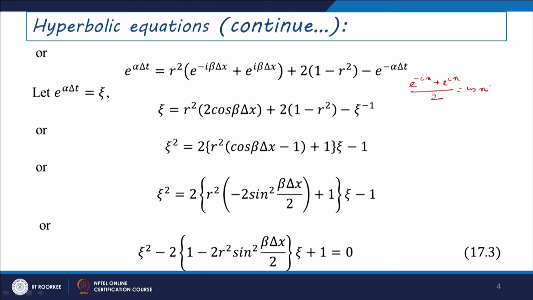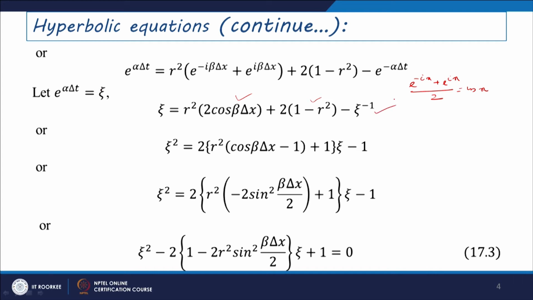So, that is why it is written as, if you see here, 2 cos beta delta x, since it is my e to the power minus I beta delta x plus e to the power I beta delta x by 2. So, that is why 2 into cos beta delta x here plus 2 into 1 minus r square minus e to the power minus alpha del t. So, that is why zeta to the power minus 1 is written.